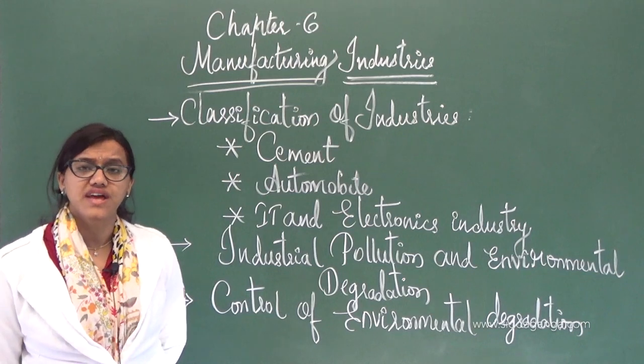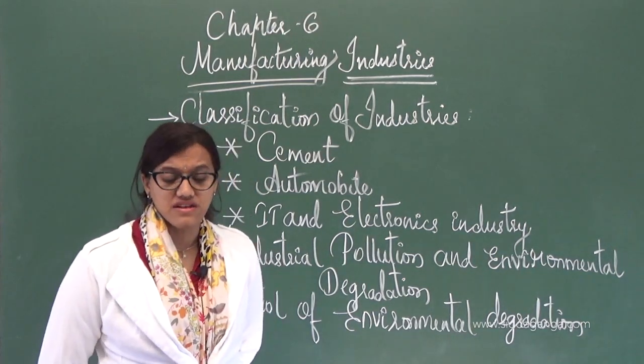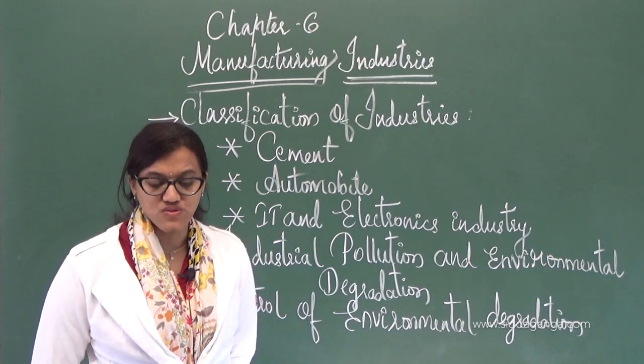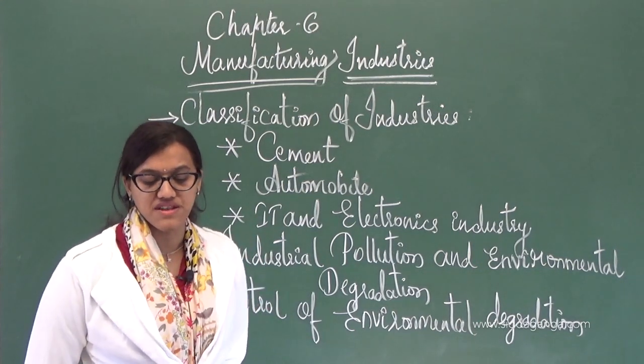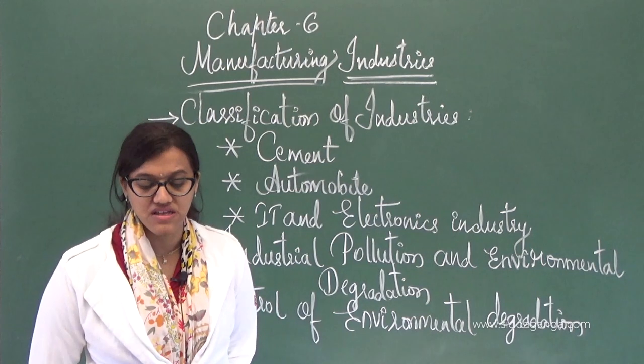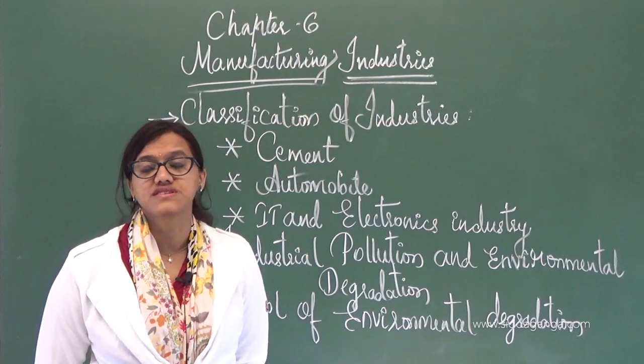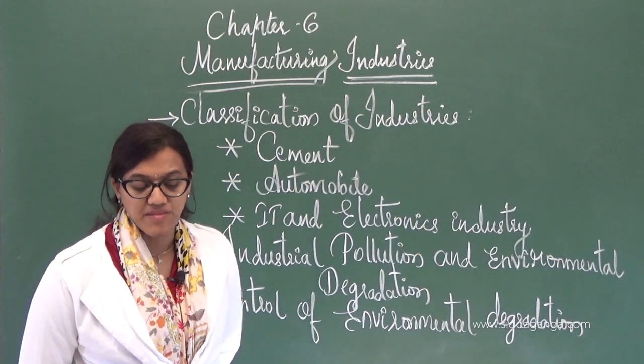So those are organic chemicals and inorganic chemicals. Organic chemicals are those like synthetic fibers, rubber, plastic, dye stuffs, drugs, etc. Pharmaceuticals, all those things come under organic chemicals.